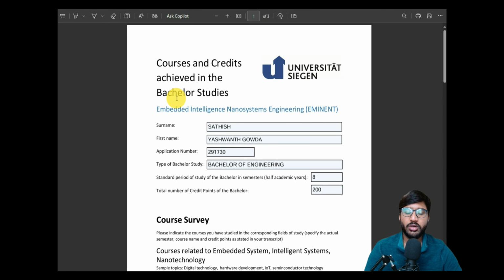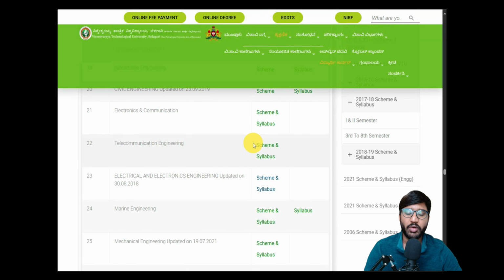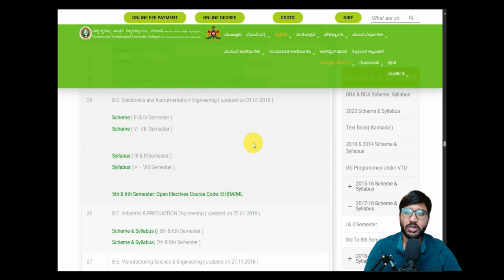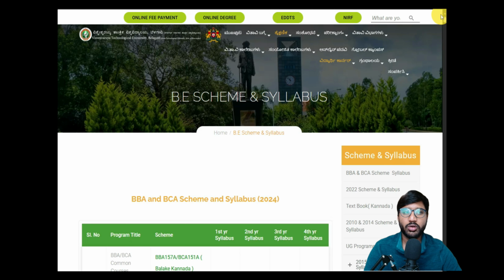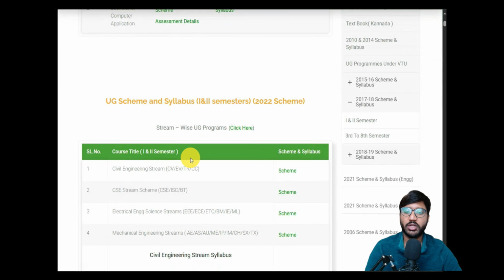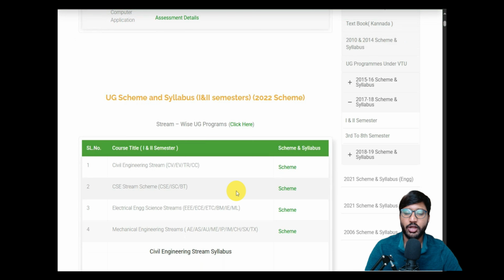Before that, you need to go to the webpage of the bachelor study where you studied. I studied at VTU, Visvesvaraya Technological University, and we have the course catalog, complete scheme and syllabus PDFs already scanned and put in here, if you just want a digital copy. If you need a physical copy, you need to order. They will charge around 30 rupees, and you can also get it delivered to your home.